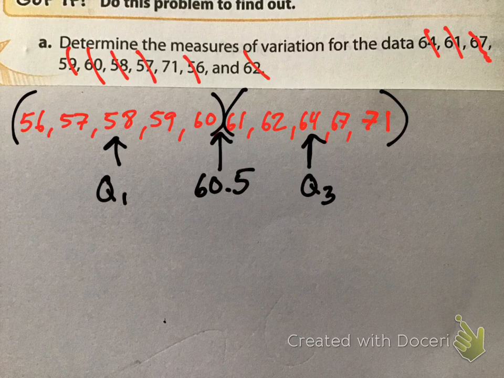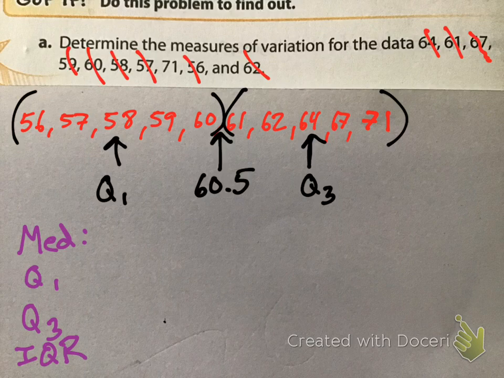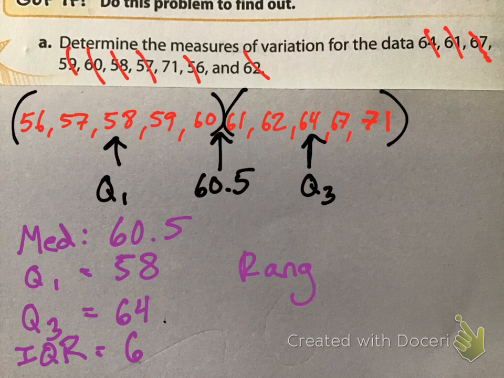So now let's look and find all of the different things we need to find. We've already got our median. We've got our Q1. We've got our Q3, and let's look for our interquartile range. First, our median, we know that is the 60 and 5/10. Our Q1 is 58. Our Q3 is 64. The difference, if I walked from block 58 to block 64, is going to be 6.